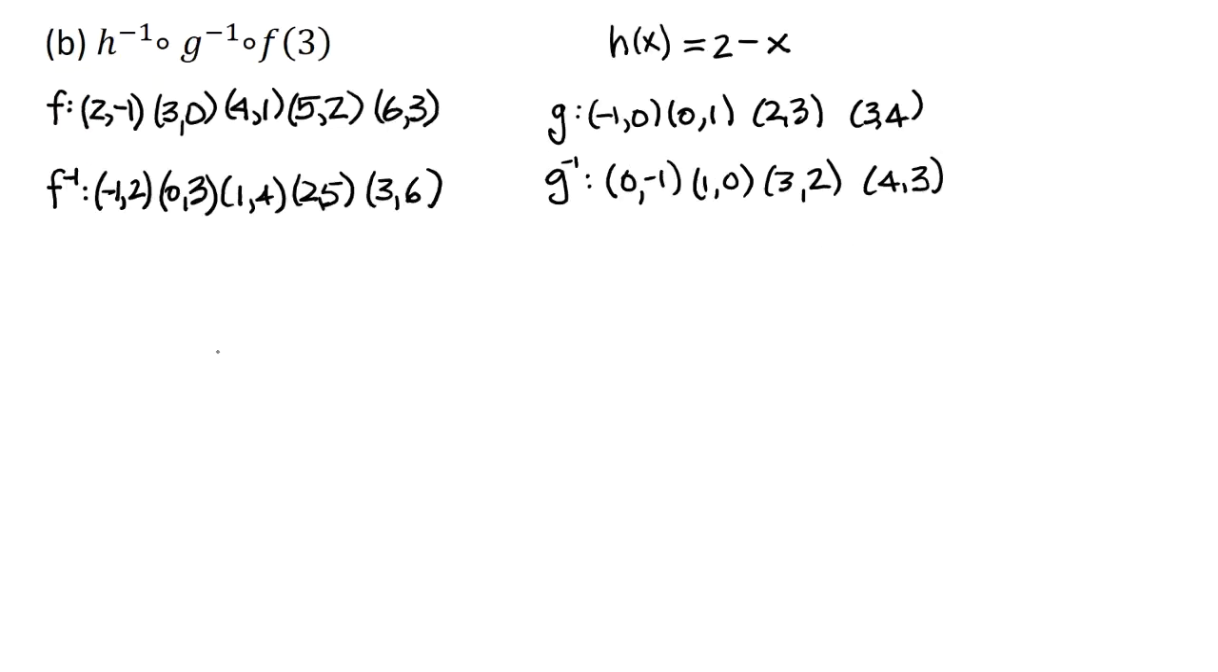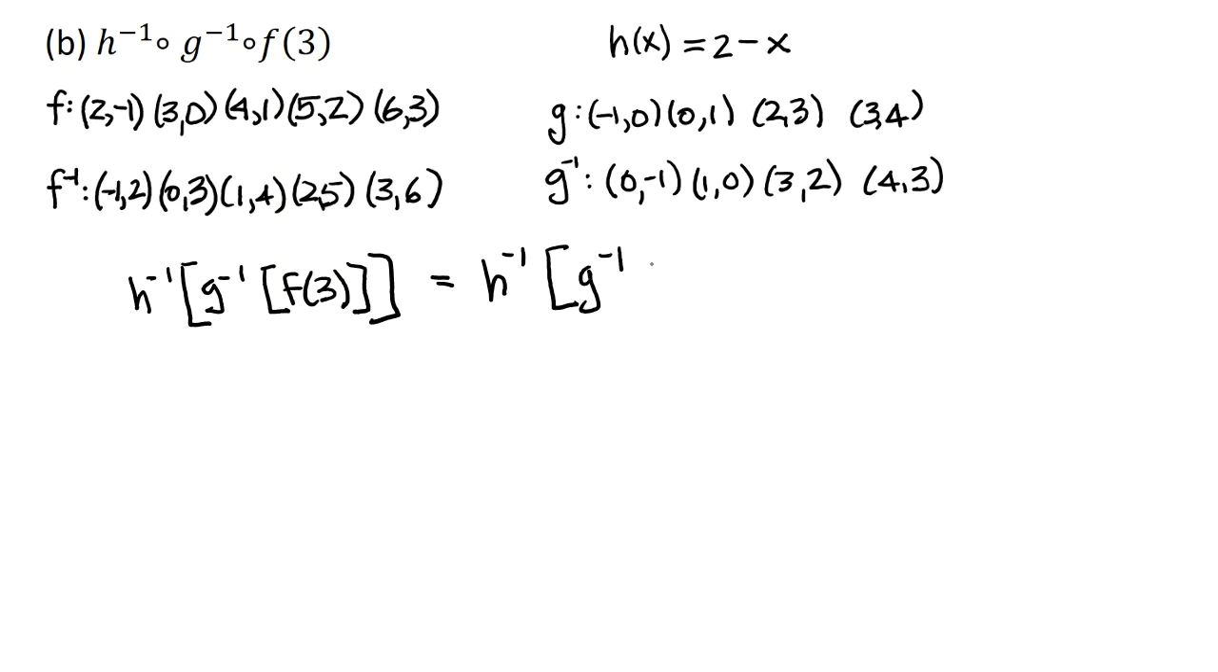Next, we're going to do part B. For this composition of functions, there's 3, and we have the inverse of h. We're going to feed in the inverse of g, and into the inverse of g is fed f of 3. So we've got to really understand the nesting here. We're just going to carry the inverse of h and the inverse of g, and we're going to find f evaluated at 3, and f evaluated at 3 is 0.